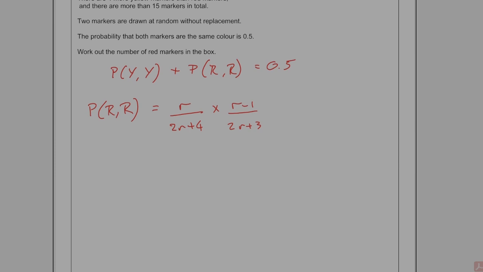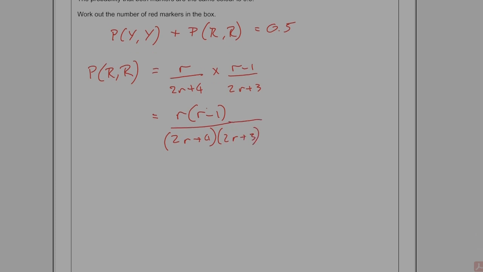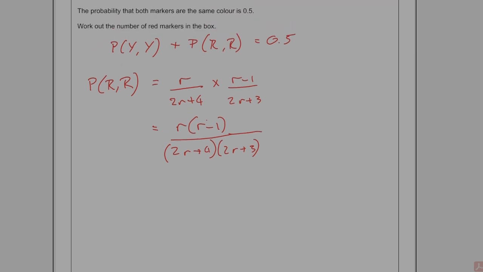Right, and we can do that multiplication. Is it worth doing it just yet? Yeah, we'll do it. So that would give me R times by R minus 1 multiplied by 2R plus 4 times by 2R plus 3. Right, and the probability of picking 2 yellow markers.